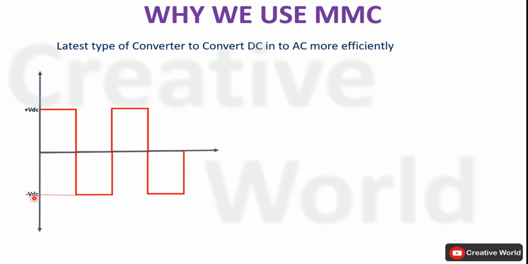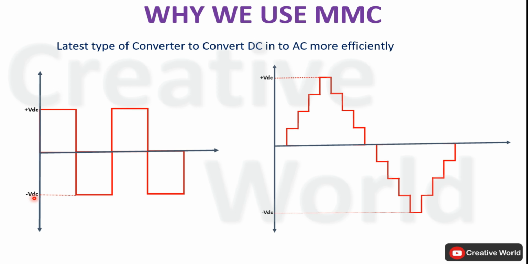On the other hand, modular multi-level converters have multiple step voltages in their output waveform. If we focus on these two waveforms, the output of the modular multi-level converter resembles a sine wave. The output waveform of an MMC is much closer to a sine wave than that of a conventional two-level converter. So the first reason for using MMC is that these converters convert DC into AC more efficiently. Their output waveform has low harmonics and is closer to a pure sine wave.